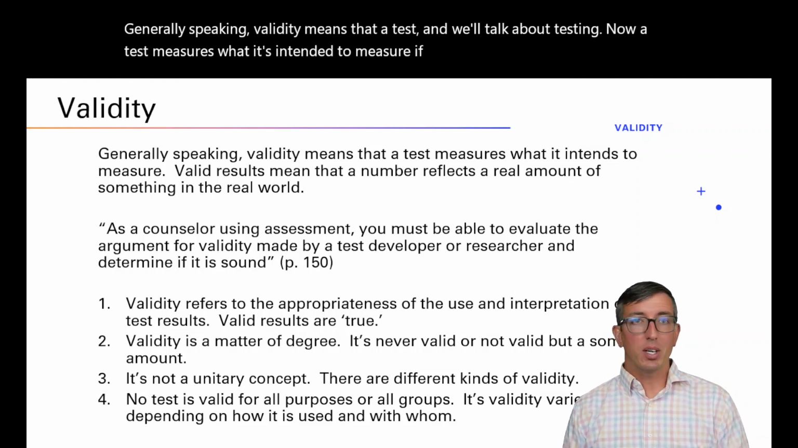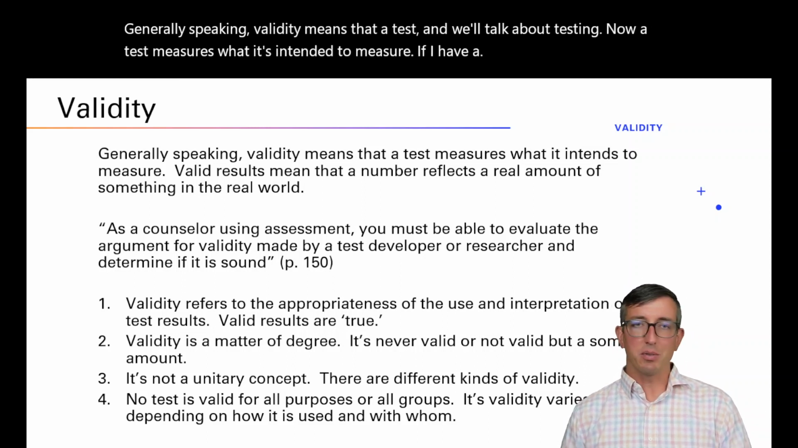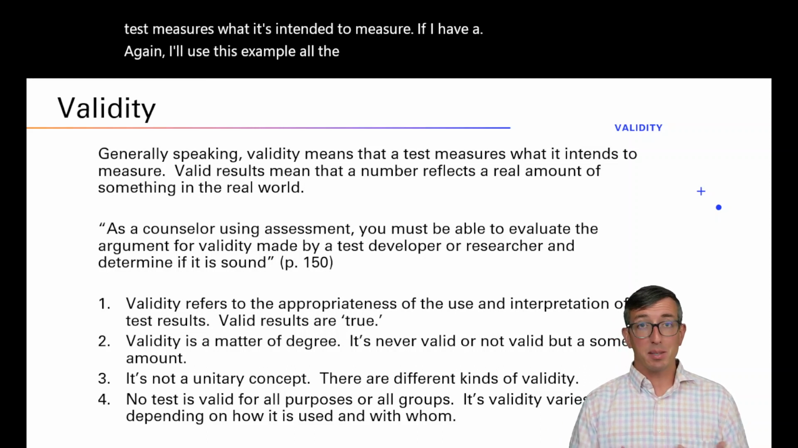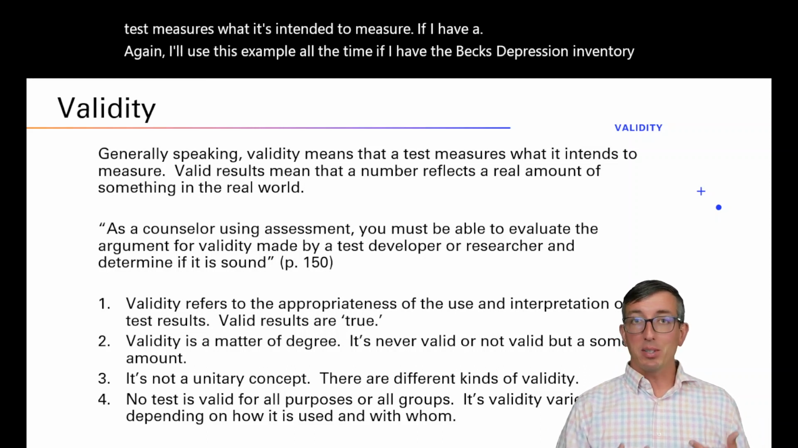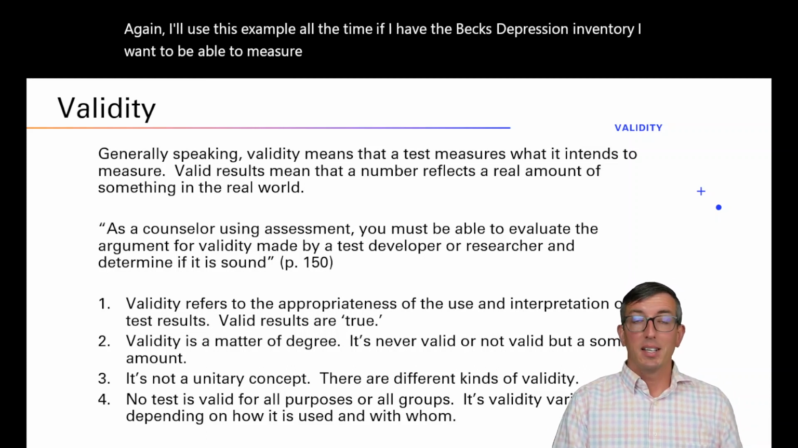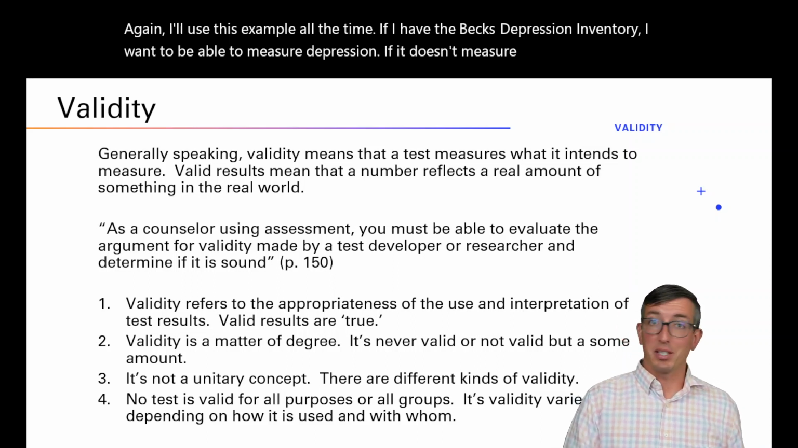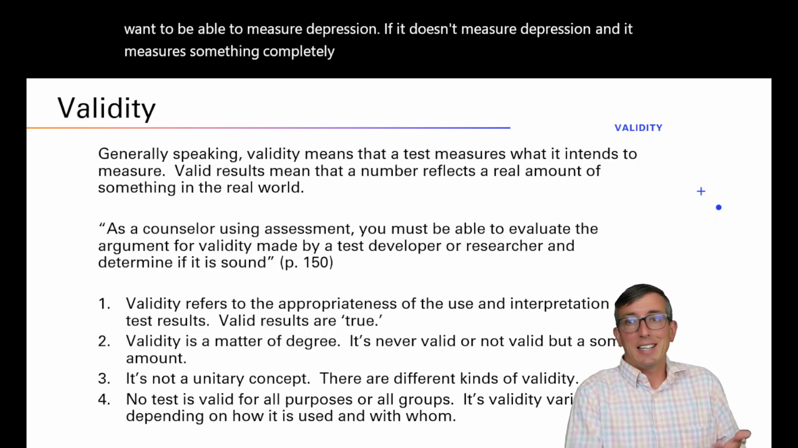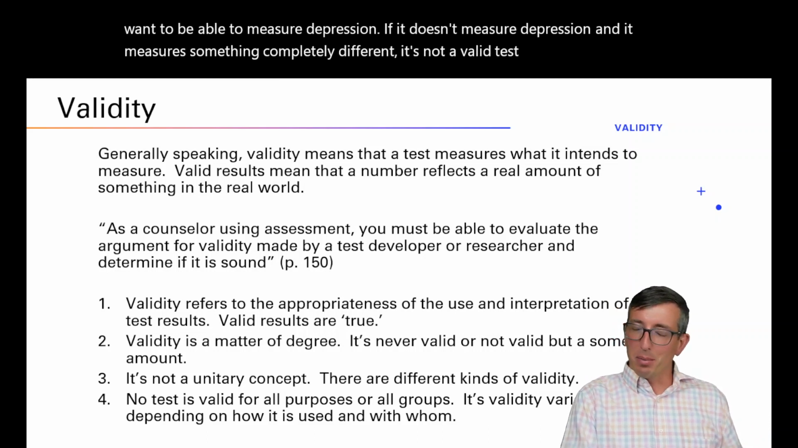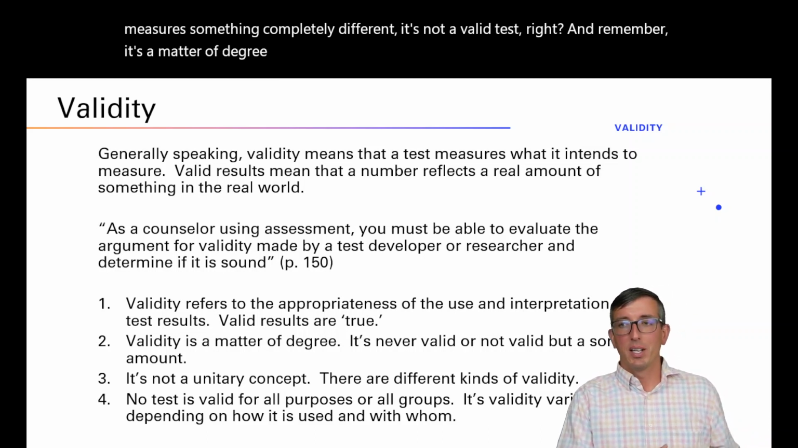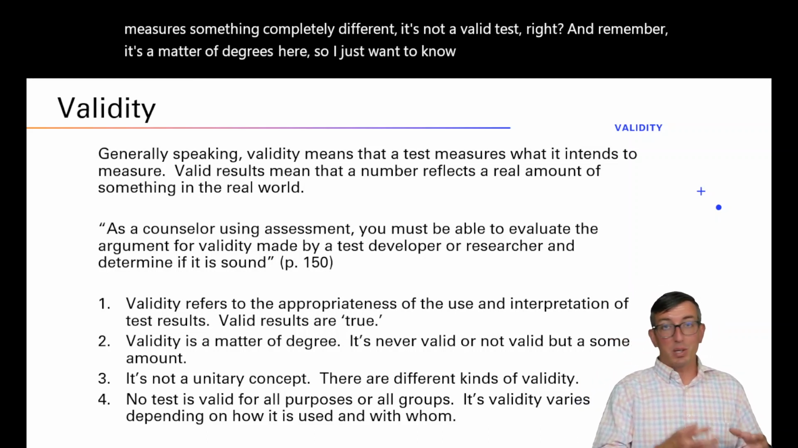Again, I'll use this example all the time. If I have the Beck Depression Inventory, I want it to be able to measure depression. If it doesn't measure depression and it measures something completely different, it's not a valid test, right? And remember, it's a matter of degrees here. So I just want to know that it's doing what it's supposed to be doing.